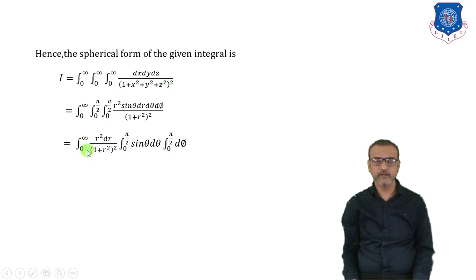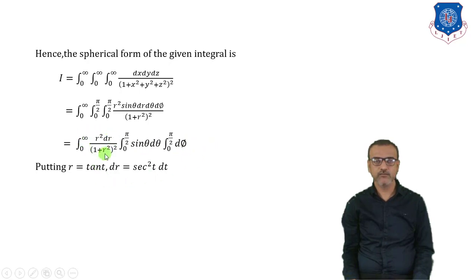Now this equals integration from 0 to infinity of r square upon (1 plus r square) the whole square dr, then integration from 0 to pi by 2 of sin theta d theta, and integration from 0 to pi by 2 of d phi. Now as you can see, all limits are constant. One is from 0 to infinity and the other two are from 0 to pi by 2. So we can integrate the functions independently: we are going to integrate this function with respect to r, then this function with respect to theta, and this function with respect to phi.